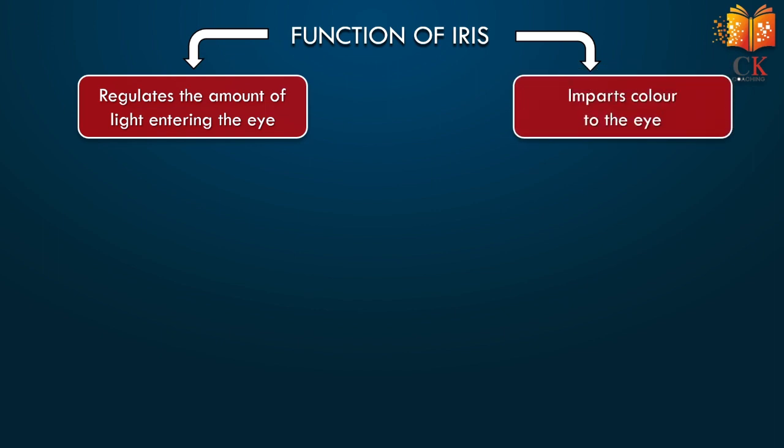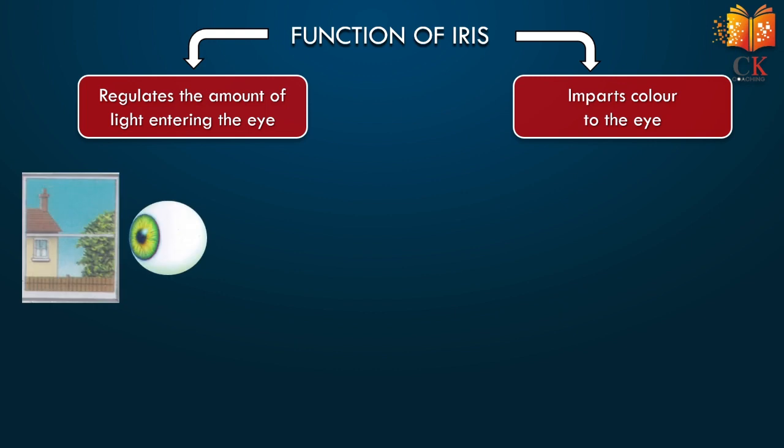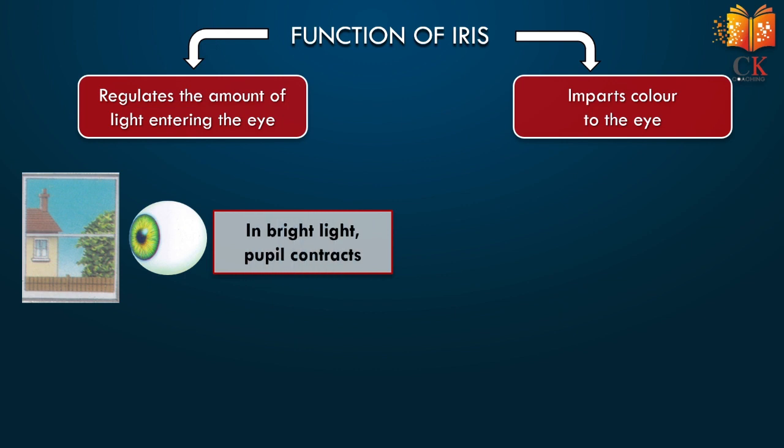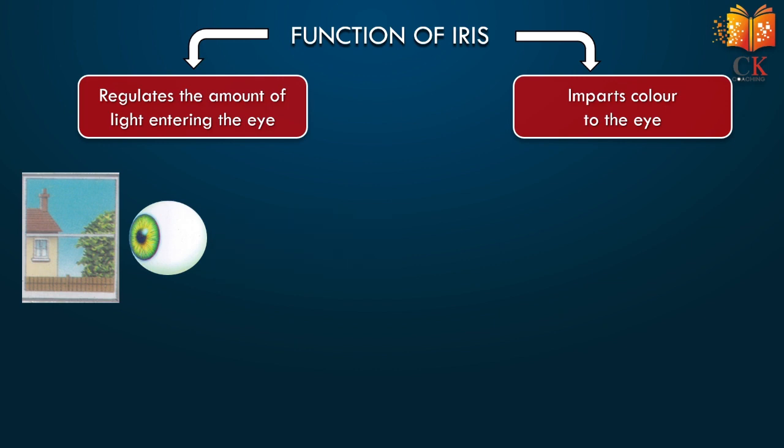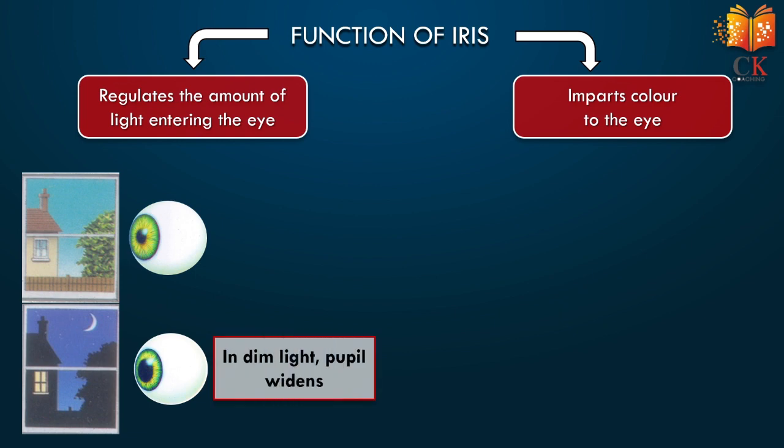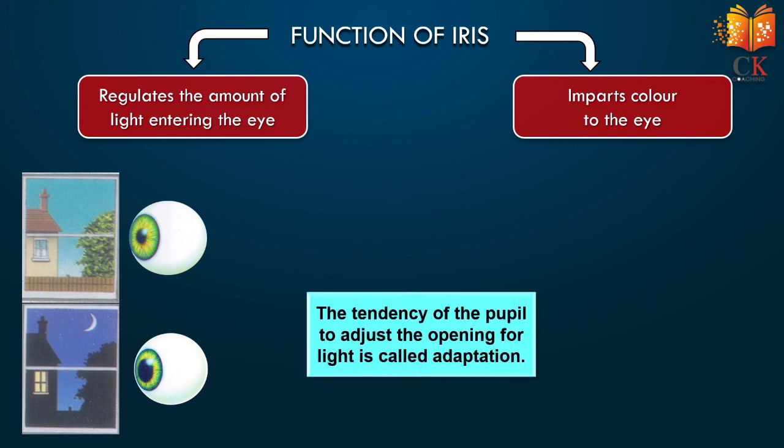So let's see कि how does it regulate the amount of light which will enter the eye. In the bright light the pupil will contract so that it can protect the retina from the maximum amount of light or any damage. In case of a dark or a dim light the pupil will widen so that the maximum amount of light can enter our eye. So this tendency of the pupil is called the adaptation or power of accommodation. हम उसको over the period of time अभी देखेंगे.